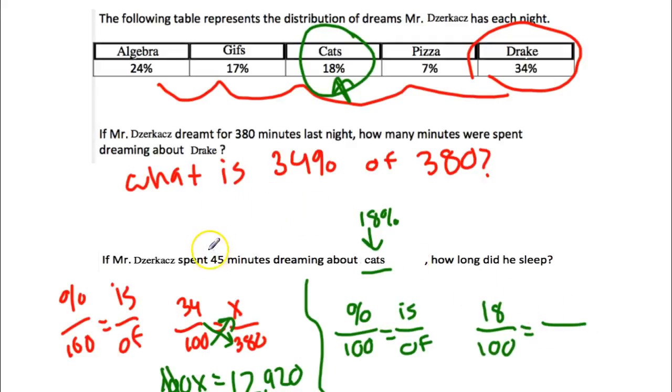All right, so if he spent 45 minutes dreaming about cats, how long did he sleep? So the total, that's what I'm looking for. I know the part that I did, right? And so the smaller part is normally on the top up here. So 45 minutes over, and I'll put an X right there. So another way to think about this is the part is on the top and the whole is on the bottom. 100%, that's whole, that's everything. The total amount that I slept will be down here, and just the part that I slept will be up top. So pause this video, try to solve that one, and we'll come back and check it.